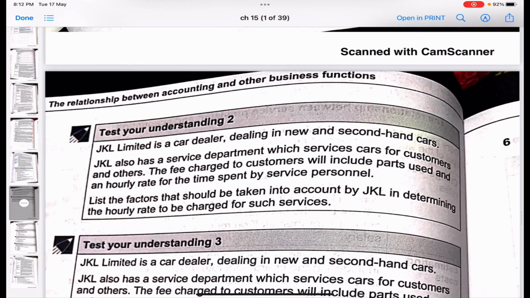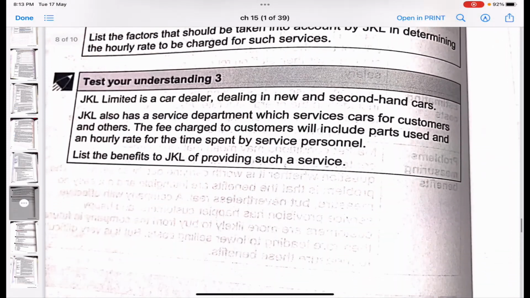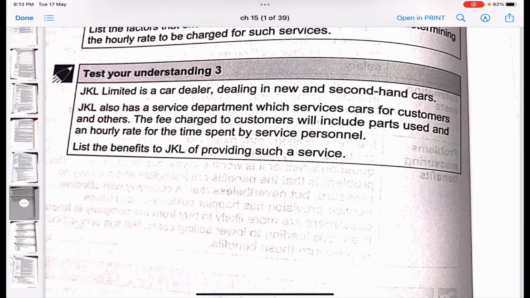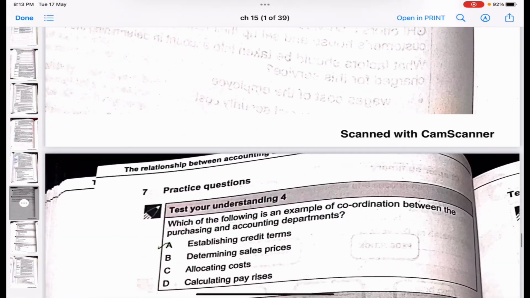Test your understanding. JKL Limited is a car dealer dealing in new and second hand cars. JKL also has a service department which services cars for customers and others. The fee charged to customers will include parts used and an hourly rate for the time spent by the service personnel. So, what are the factors which have to be taken into account? I think you can do it easily by yourself by referring to the previous question. In the one before, we needed to list the factors; in test your understanding 3, we need to list the benefits. You can do this also by yourself.